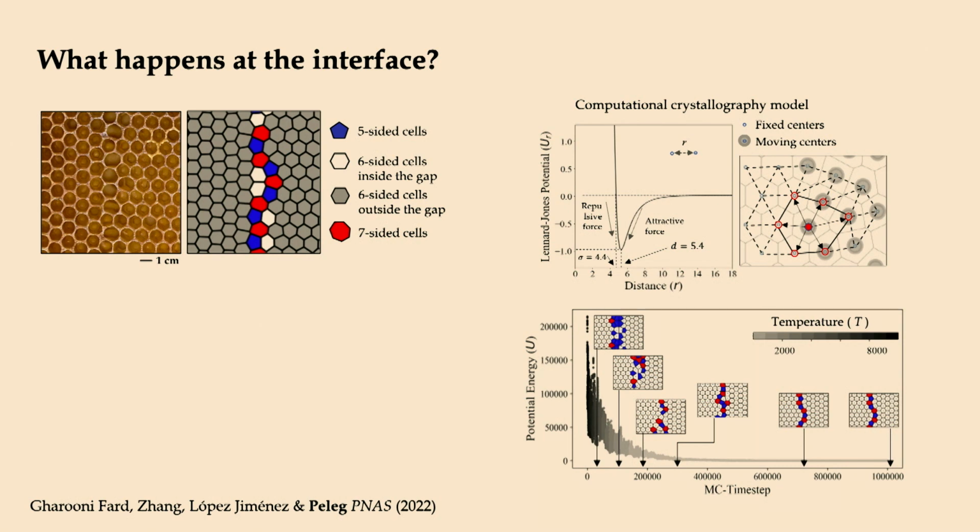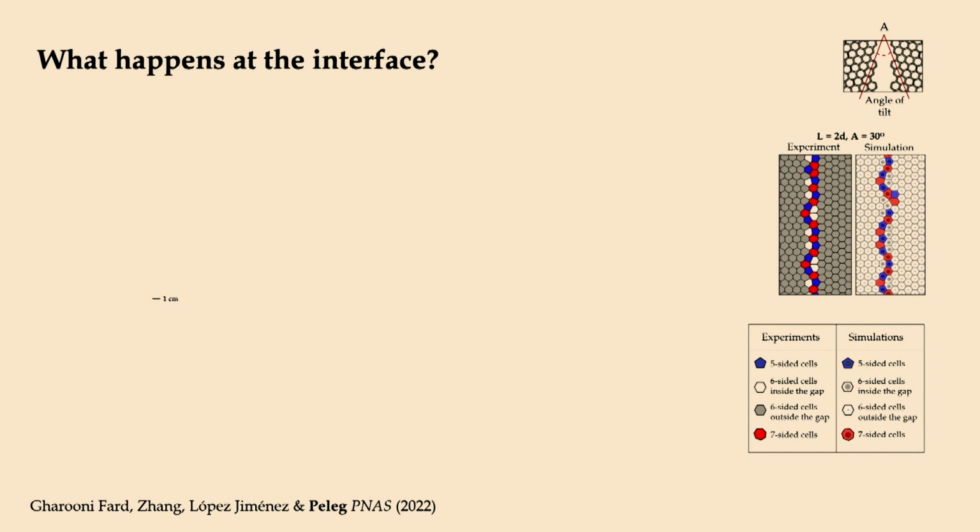So we decided to study this a little bit more systematically. Here again, we are comparing the experiments with the simulation of two lattices where they have an angle mismatch of 30 degrees, which is the highest mismatch we found.